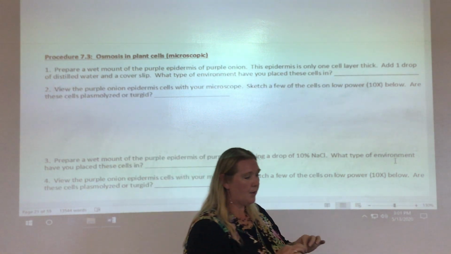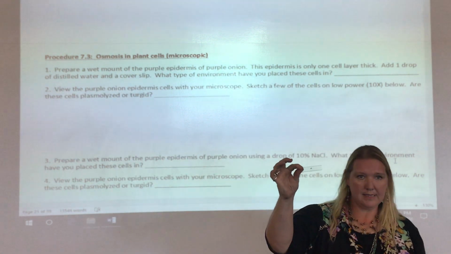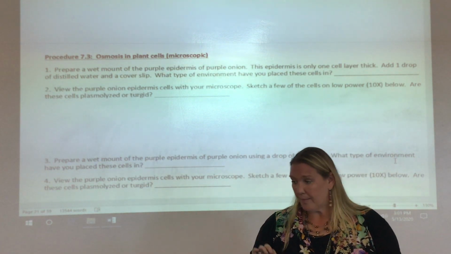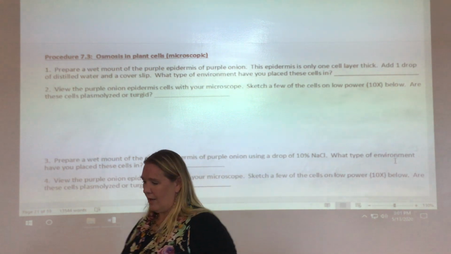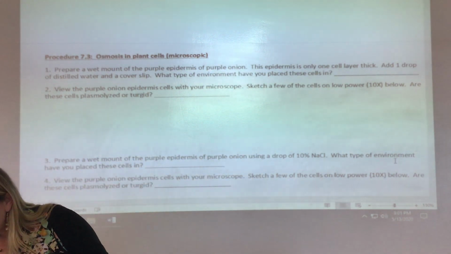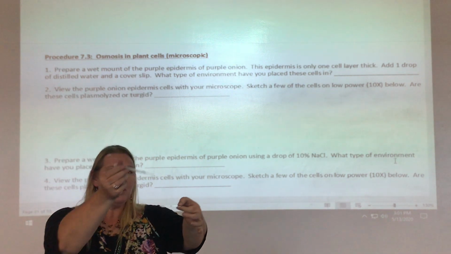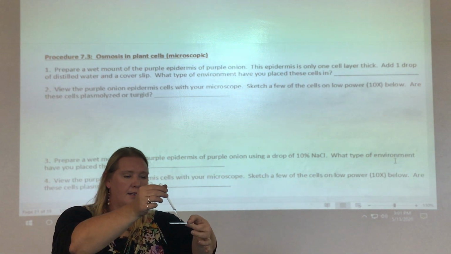Right? And so we're going to prepare that, so I did that already, and then we're going to look at it underneath distilled water. So I'm going to try to gently put some water on here. I usually do that in front of my class, but I have a little dropper up here. So I'm just going to put 1 drop of distilled water on it, okay?